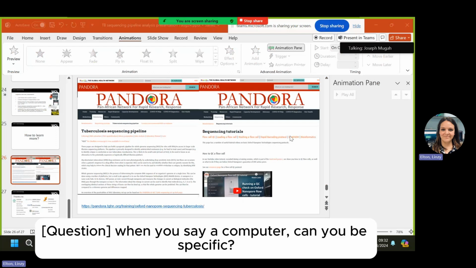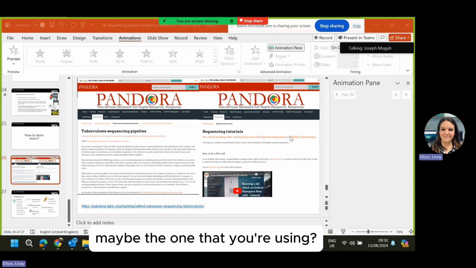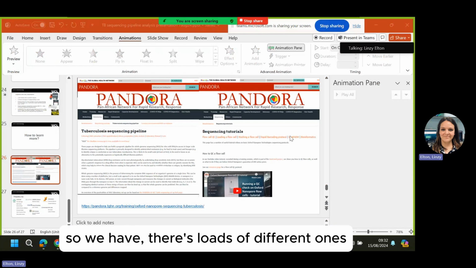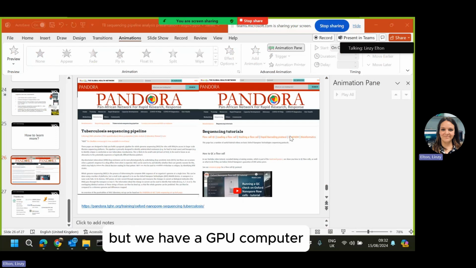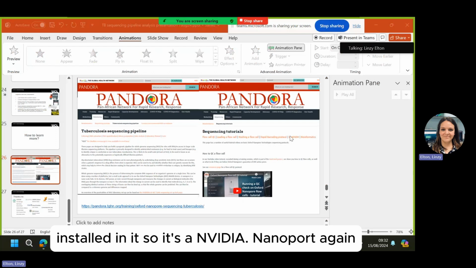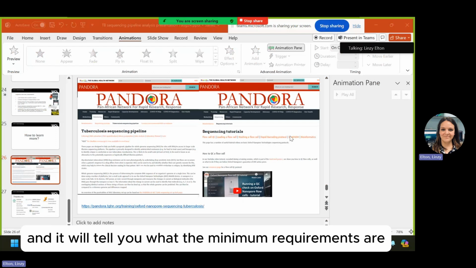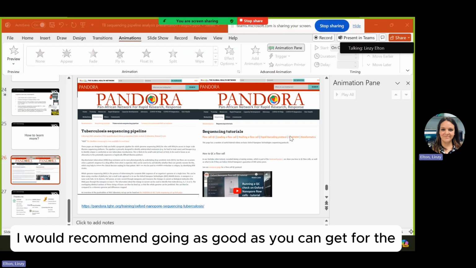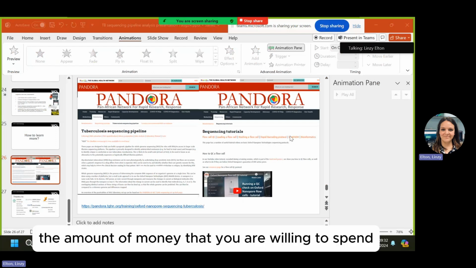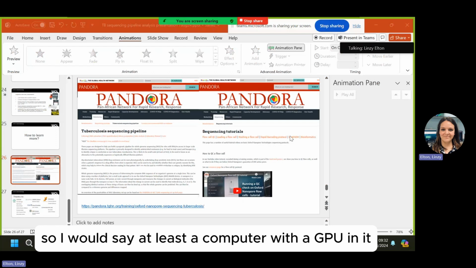So when you say a powerful computer, can you be specific, maybe the one that you're using? So there's loads of different ones, but we have a GPU computer. So it has a specific graphics processing unit installed in it. So it's an NVIDIA one. If you look on Nanopore's website, it has IT specifications and it will tell you what the minimum requirements are. I would recommend going as good as you can get for the amount of money that you are willing to spend. So I would say at least a computer with a GPU in it.